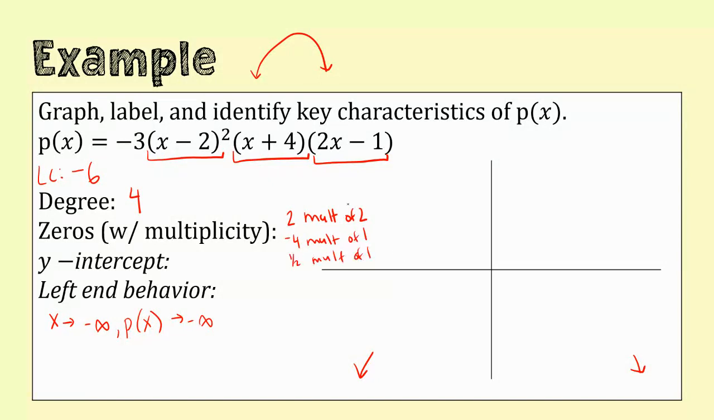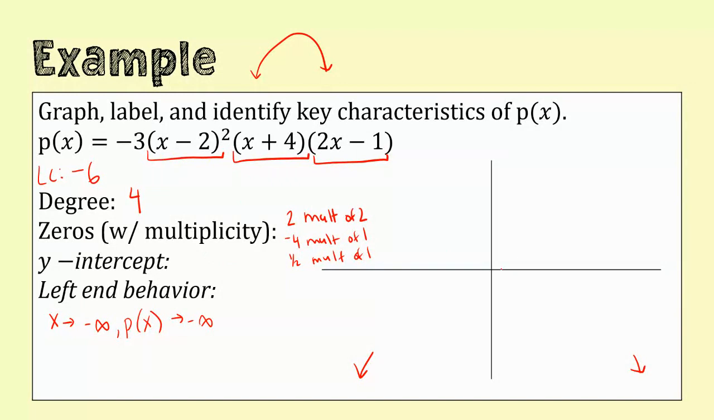of 1. If it has an odd multiplicity, remember it's going to pass through just like a line. If it has an even multiplicity, it's going to bounce back. It's going to kiss it and turn around, just like a parabola whose vertex is at one of the zeros.